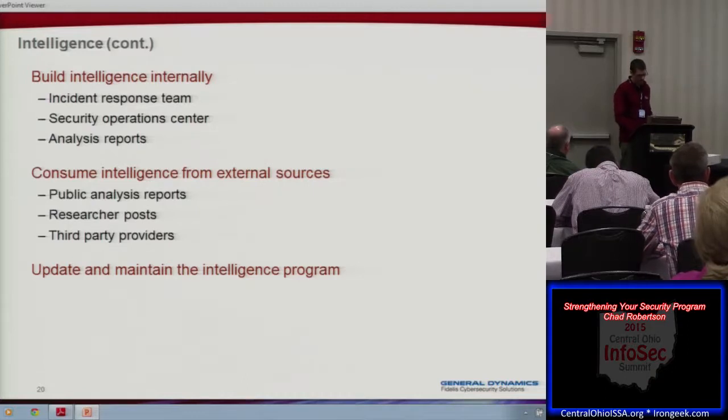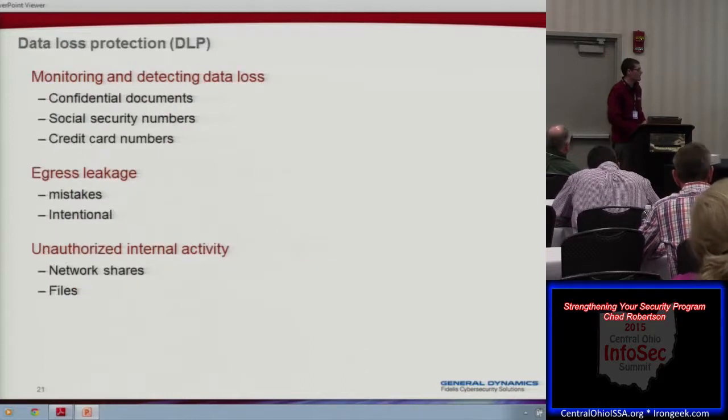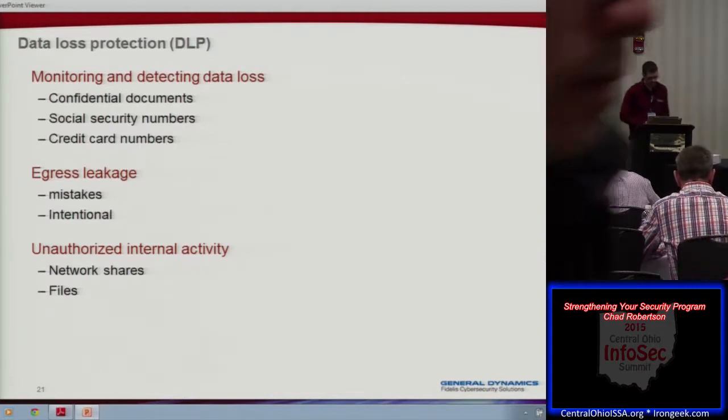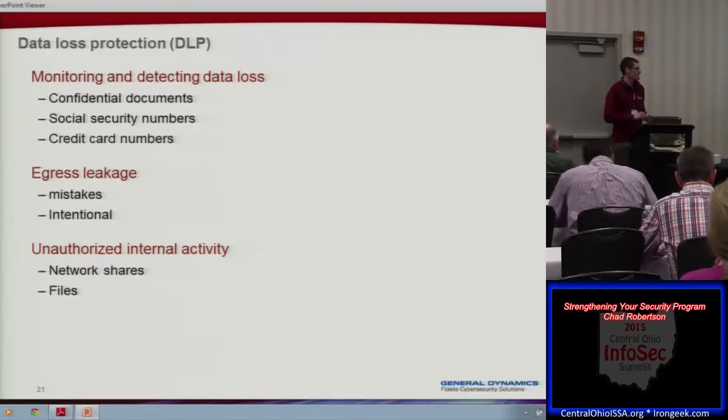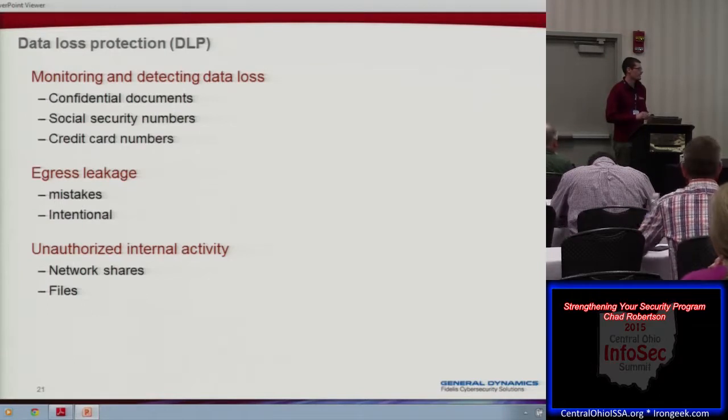So next is the DLP portion. This is sort of framing it all, and then we'll talk about some objectives at the end. DLP is designed to monitor and detect data loss, things like confidential documents, social security numbers, credit card numbers, loss of key intellectual property, and unusual activity. We'll have an example of a DLP scenario here in just a minute. Egress leakage, mistakes or intentional, and unauthorized internal activity, network shares, and files.